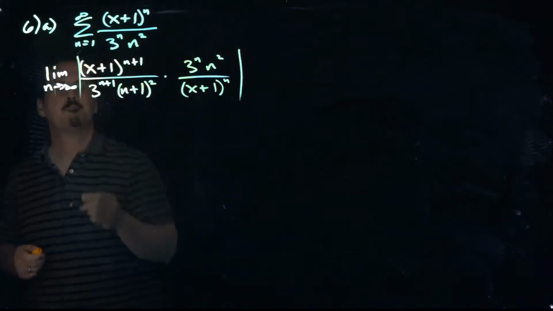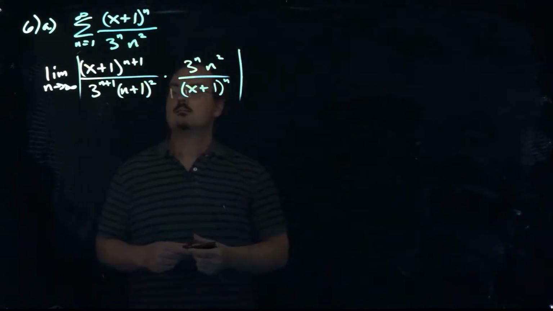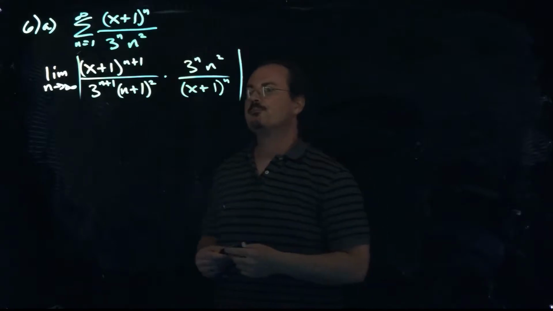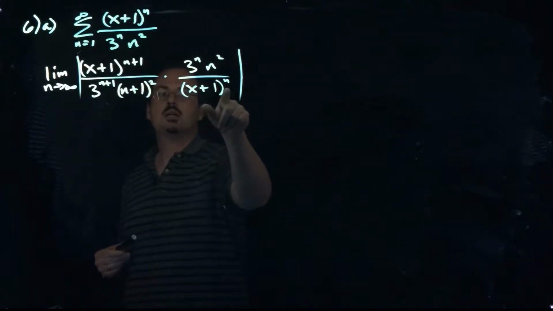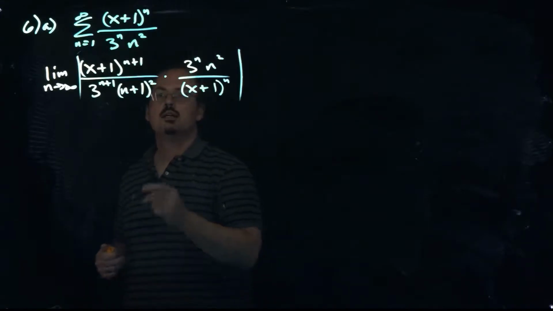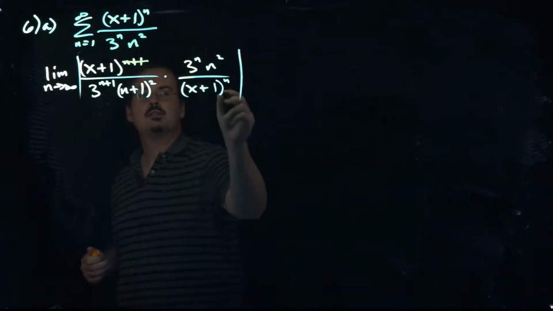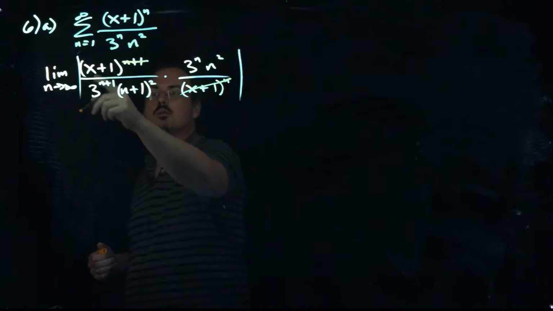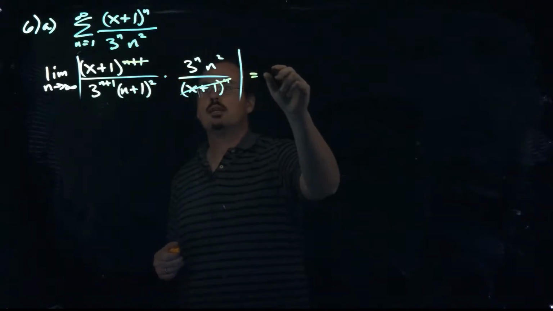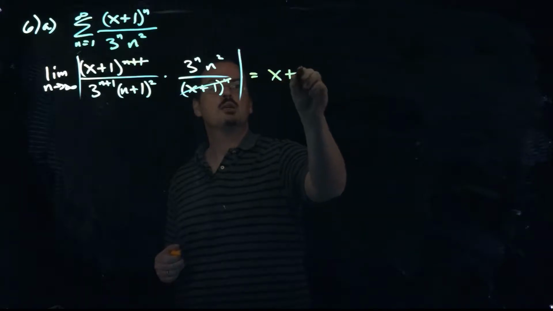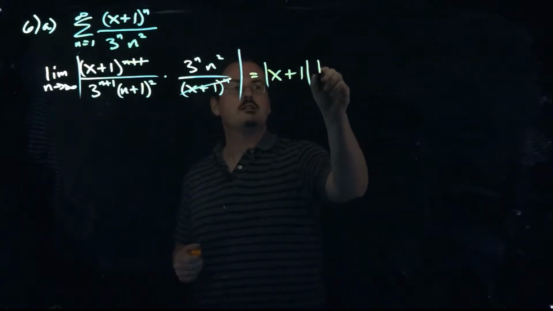Absolute value again. Okay, so here, as before, n plus 1 power on the x plus 1, n power on the x plus 1 there. That's going to basically just cancel that and all of this. So all we're left with there is x plus 1. Let's go ahead and bring that out. So we'll get x plus 1. Absolute value bars have to stay around it.